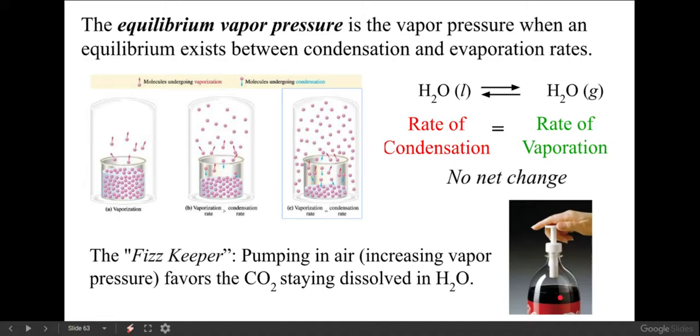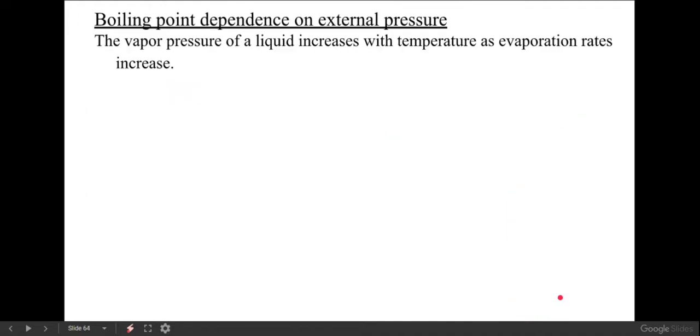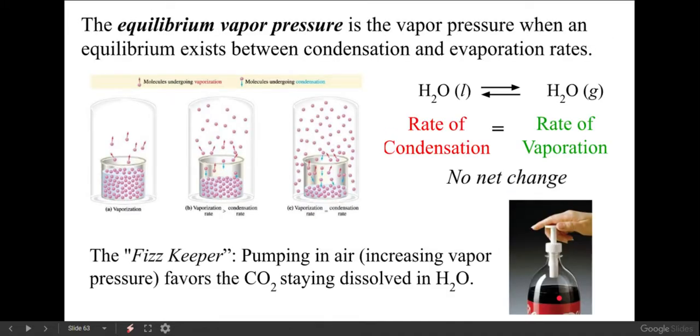And you probably imagine you have your fizzy drink and you release the cap. What happens to the liquid? You automatically see it bubbling, and you see it bubbling because with less pressure up here than the vapor pressure, it's allowed to vaporize. So it's the pressure that kind of holds the gases in.